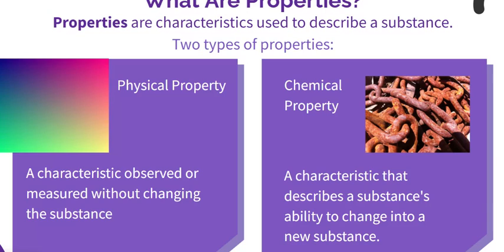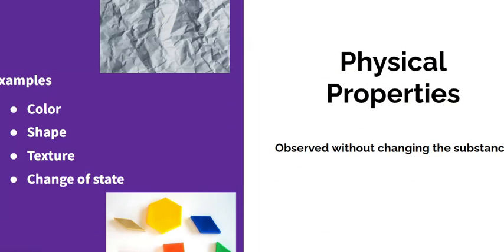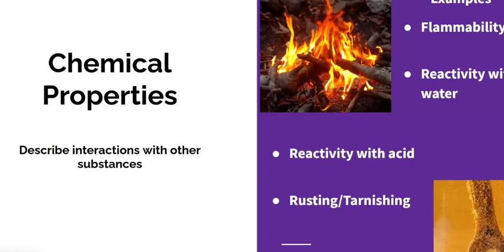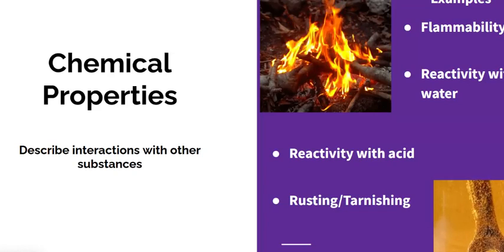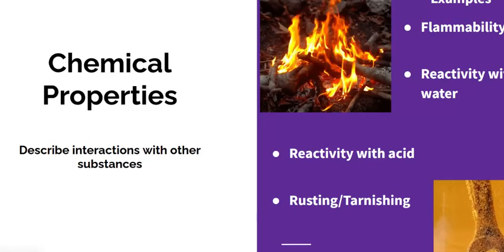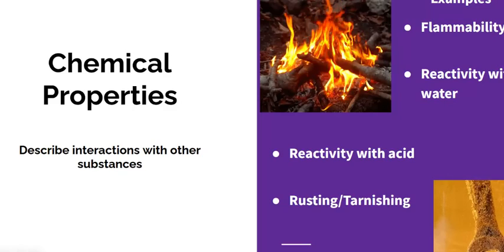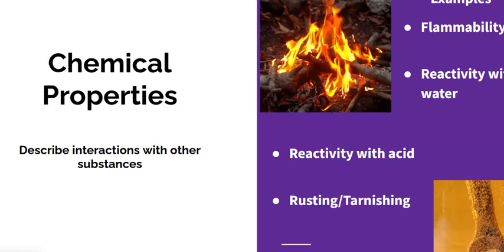Again, physical properties like color, shape, texture can be observed without changing the substance into something new. Chemical properties like flammability or reactivity with other substances describe how a substance interacts with other substances to form something new.